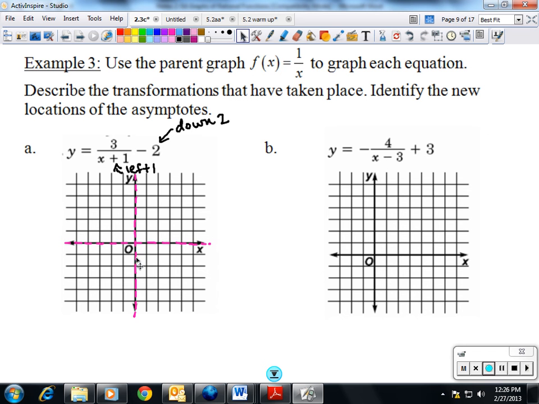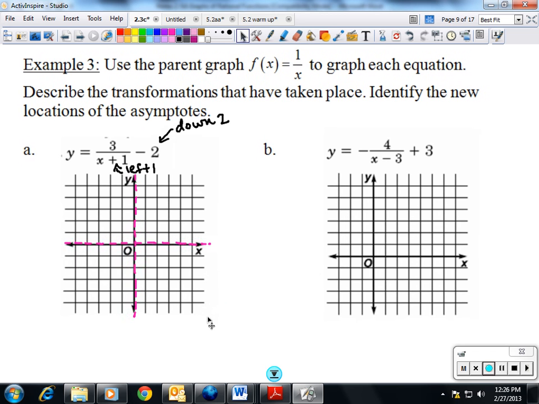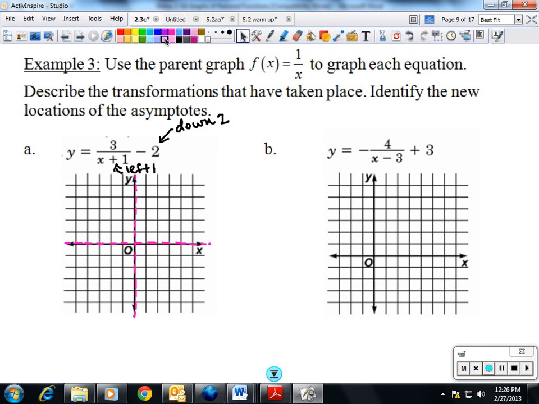I move it. Rats, it won't let me grab the whole thing. Dang. These are my old asymptotes. I'm going to do the new ones in purple. I'm going to go left 1. So left 1. I don't like the way this looks. Let me erase it and do it again.